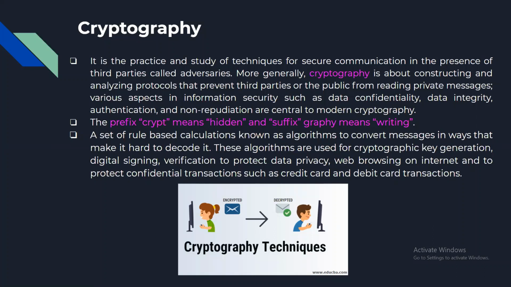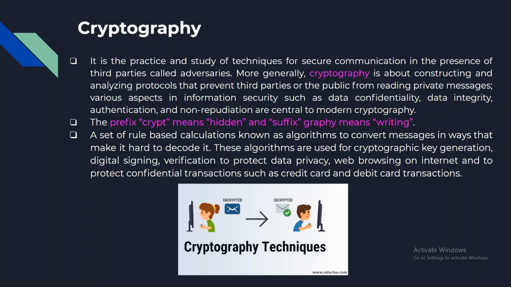Cryptography is the practice and study of techniques for secure communication that happens in the presence of third parties, and these third parties are referred to as the adversaries. So we can say that cryptography is constructing and analyzing various protocols that prevent these third parties or the public from reading the private messages of the organization. That means if a message is sent from person A to person B, then any other third party, person C, or the public cannot get that information.